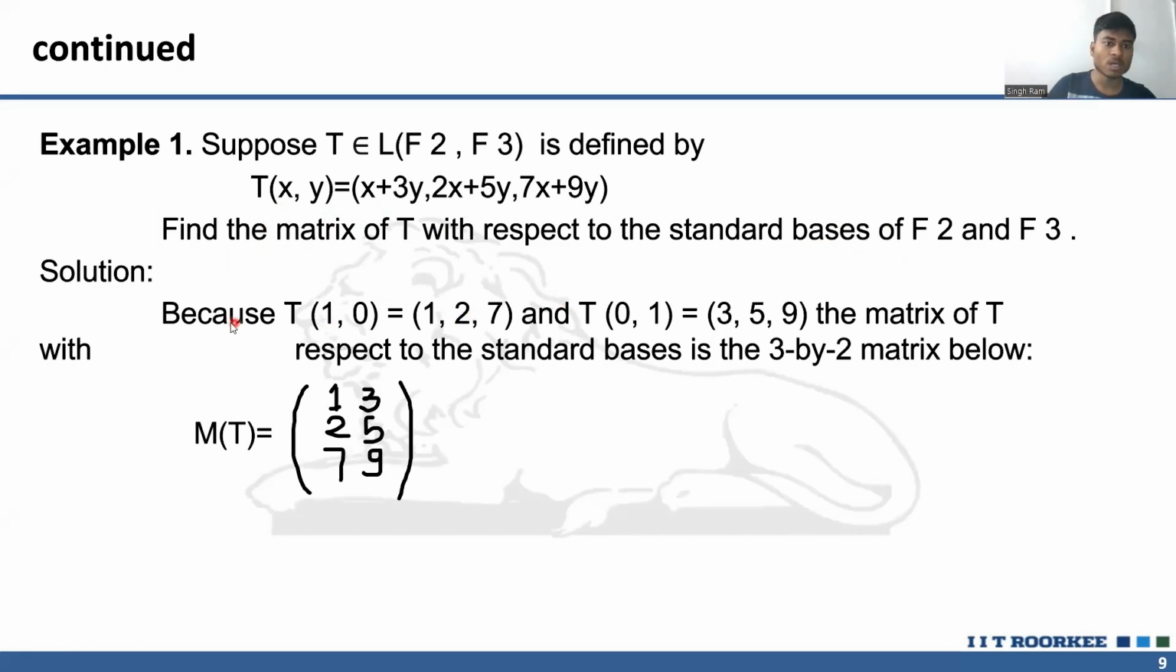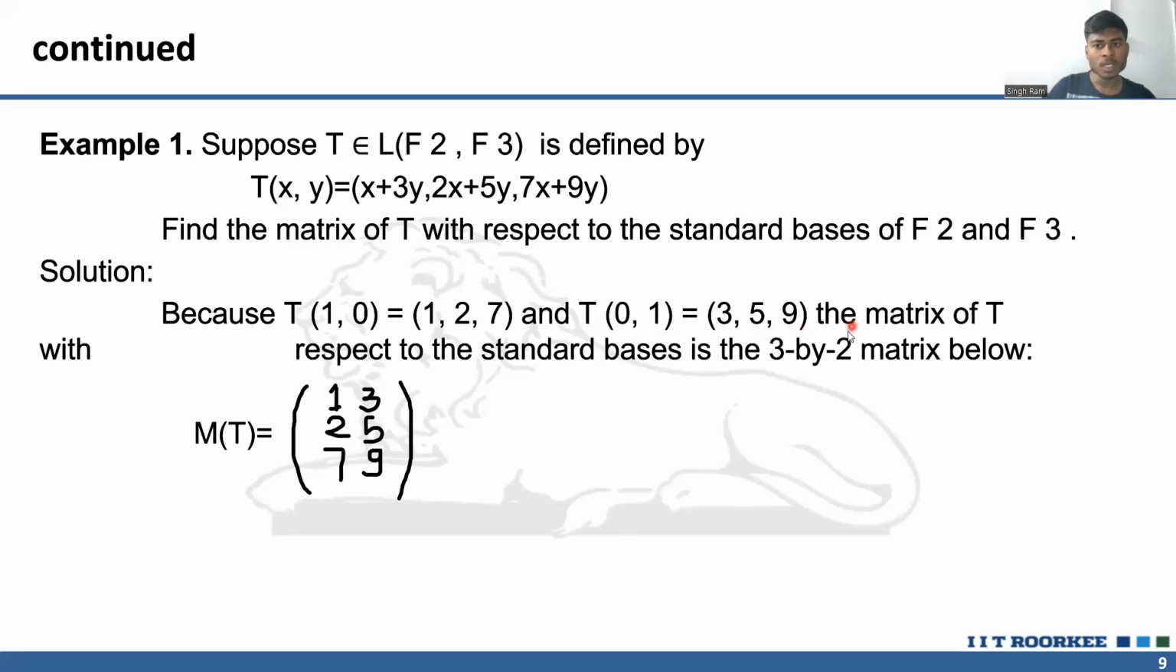Let's solve it. Here in R2, what will be the standard basis? One vector will be (1, 0), and the second vector will be (0, 1). If we put (1, 0) in for (x, y), then we get in R3 a vector whose components are 1, 2 and 7. And putting the basis vector (0, 1) into the transformation, we get another vector, (3, 5, 9), which is in R3.